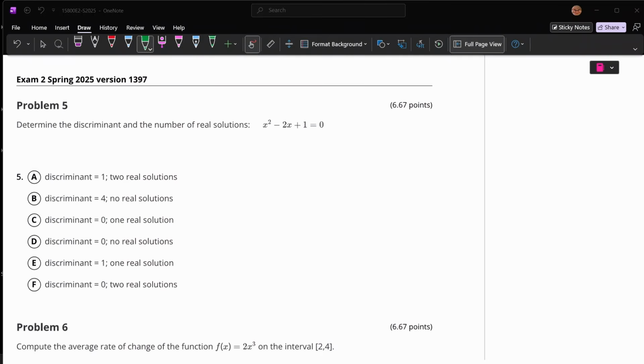Alright, determine the discriminant and the number of real solutions of x squared minus 2x plus 1 is equal to 0. Okay, this question is dealing with the discriminant like it says in the problem. But before I go through, I'll quickly do a review of what the discriminant actually is. It's a function that's useful for determining how many solutions a quadratic expression has, or any sort of function. But generally speaking, it's used for a quadratic expression.